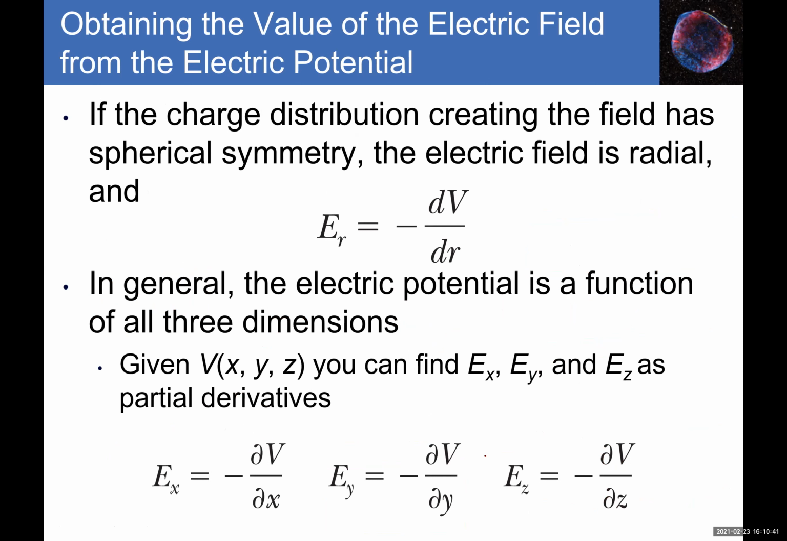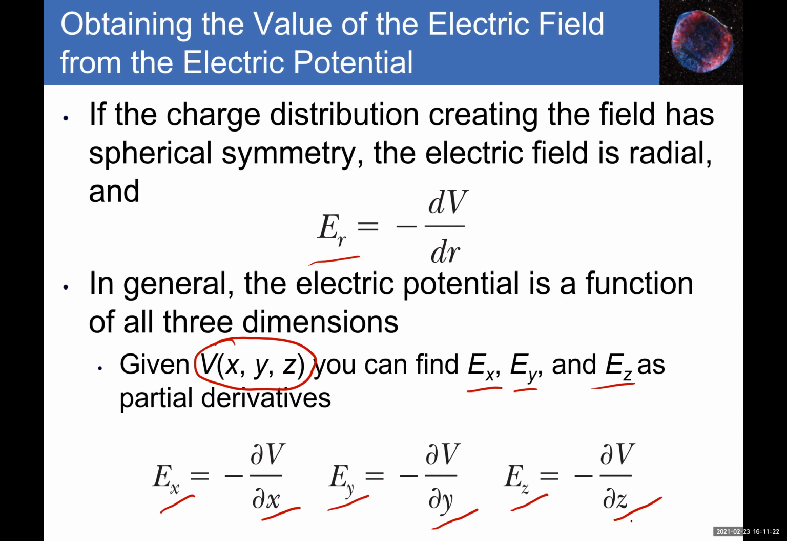All right, so now if the charge distribution creating the field has spherical symmetry, for example, as I mentioned, it could be one-dimensional, two-dimensional, three-dimensional. The electric field is radial, and then Er equals negative dV dr. Okay, so in general, the electric potential is a function of all three dimensions, and given that the potential can change as a function of x, y, and z, you can find the x, y, and z components of the electric field by taking the derivative of the function. To find the x component, you take the derivative with respect to x. To find the y component of the electric field, you take the derivative with respect to y only. If you want the z component, you take the derivative with respect to z only.